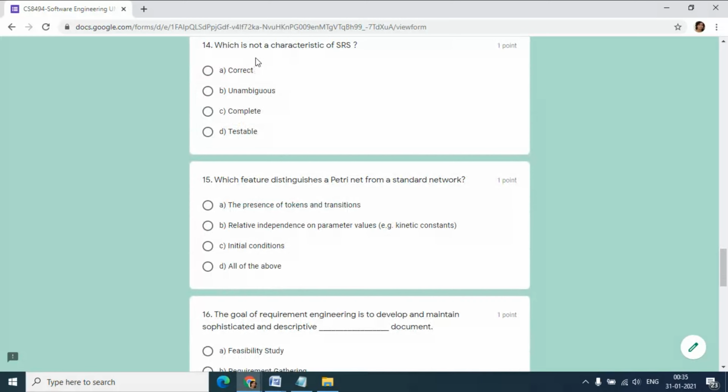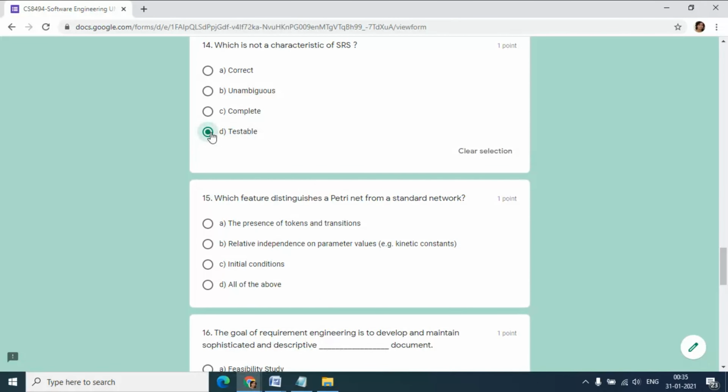Next question is: which is not a characteristic of SRS? The software requirement specification must be correct, unambiguous, and complete, but testable is not a characteristic of SRS. Hence, the correct answer is option D, testable.